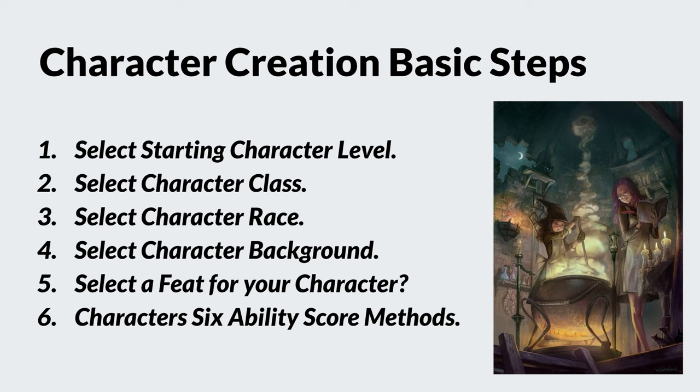And then also it explains how to roll 4 dice. You roll 4 dice and you ditch one of those dice, and usually you ditch the one with the lowest number. You add those numbers up and then you get your score. And you do that 6 times, if you're rolling for them. Okay, that's our basic steps.